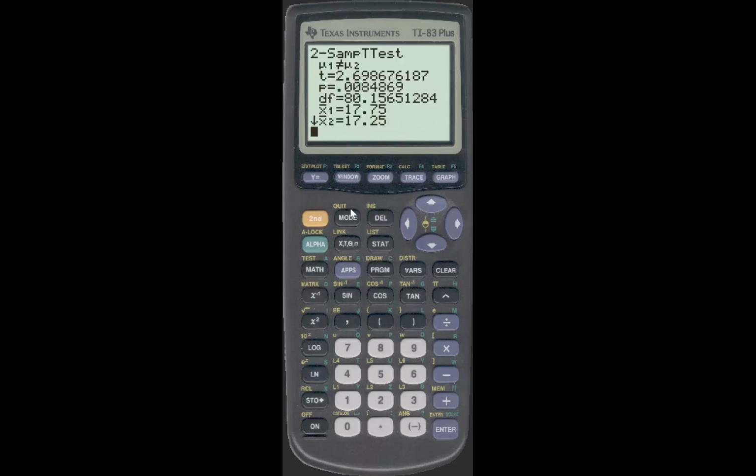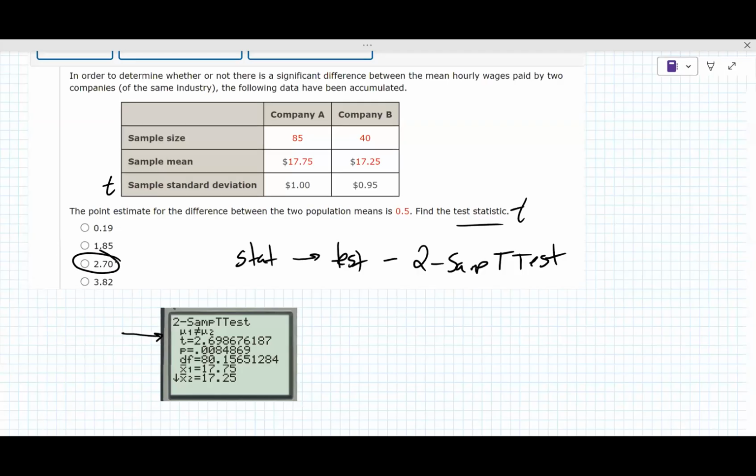All right, and there it is. There's a lot there, but this is everything you need to answer this question. So we're just looking for the t value there. You see the t value is 2.70. Let me scroll. Yep. And then if we go back to our other screen, you can see that that is that one right there.